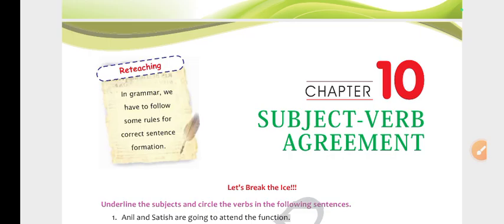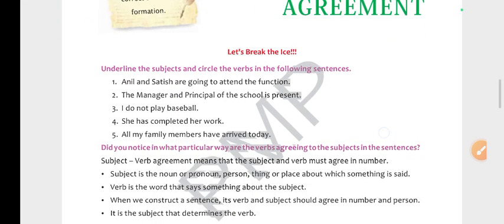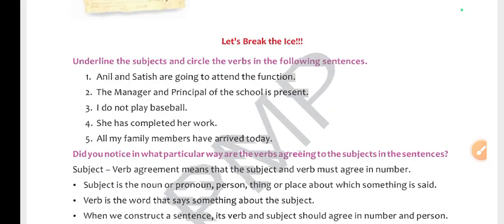Alright, so what is subject verb agreement? In grammar, we have to follow some rules for correct formation. For example, let's understand with some basic examples. Underline the subject and circle the verbs in the following sentences.